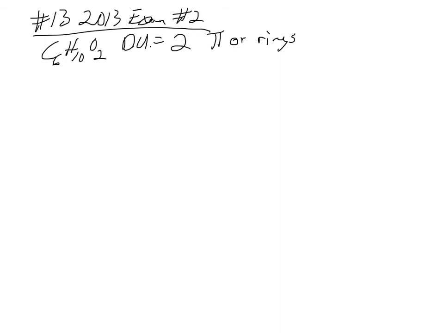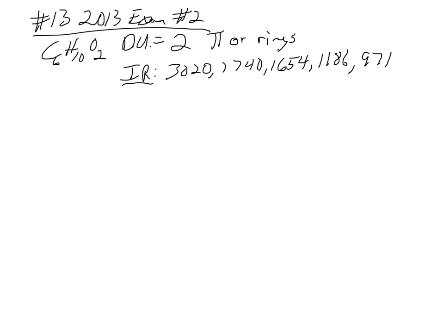The next thing I always like to look at is the IR. What does the IR tell us? The IR says there's a peak at 3020, a peak at 1740, 1654, 1186, and 971. Be careful with these IRs. I wrote this one, so all these numbers should mean something, but some should really stick out. After doing all these problems, hopefully some of these just scream something at you.